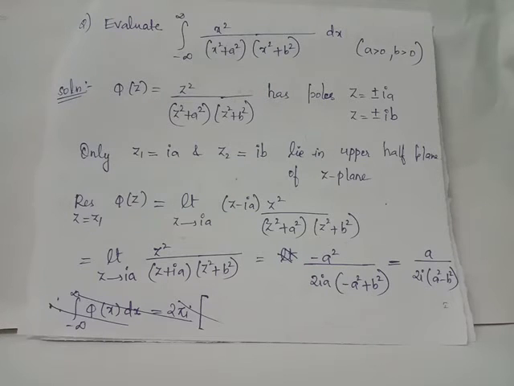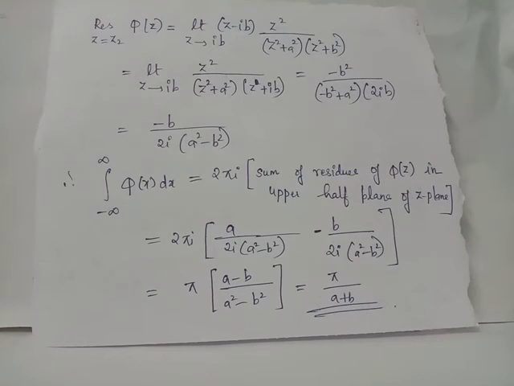Residue of phi(z) at z equals z1 is obtained as the limit as z tends to ia of (z minus ia) into phi(z), which is the limit as z tends to ia of z squared upon (z plus ia) into (z squared plus b squared). This is because we have z squared plus a squared equals (z minus ia) into (z plus ia). We have z minus ia getting cancelled and we are left with z squared upon (z plus ia) into (z squared plus b squared). On direct application of the limit, we obtain the residue of phi(z) at z equals ia as a by 2i into (a squared minus b squared).